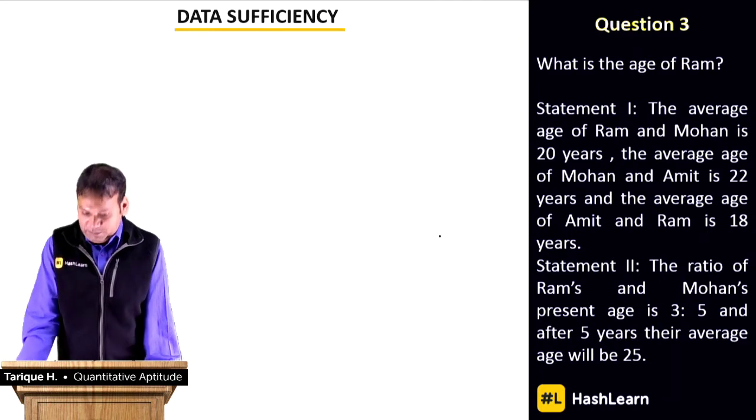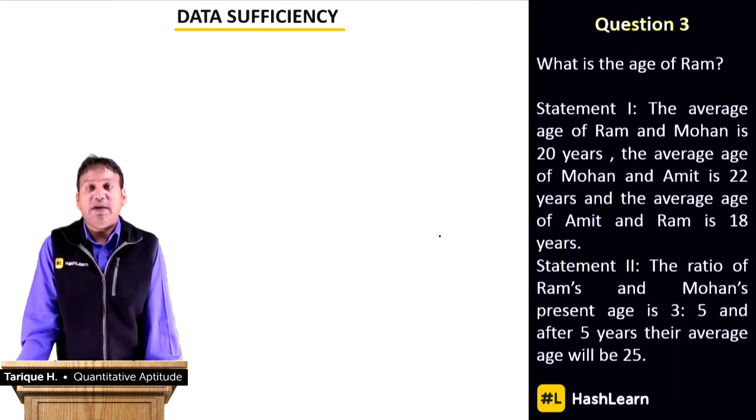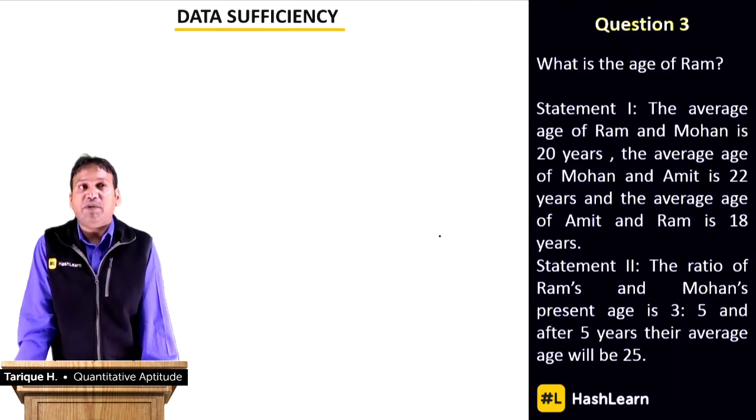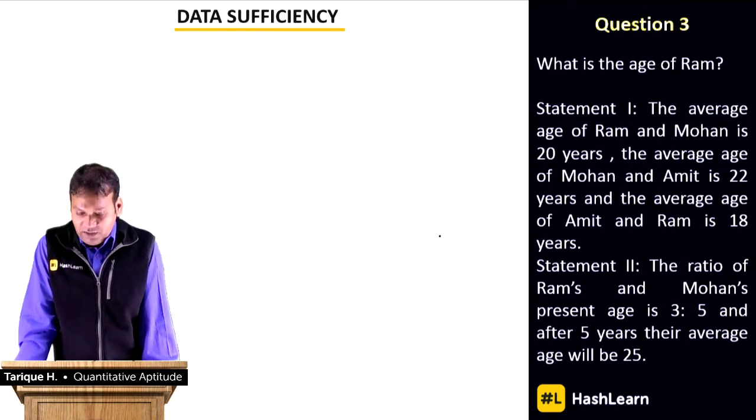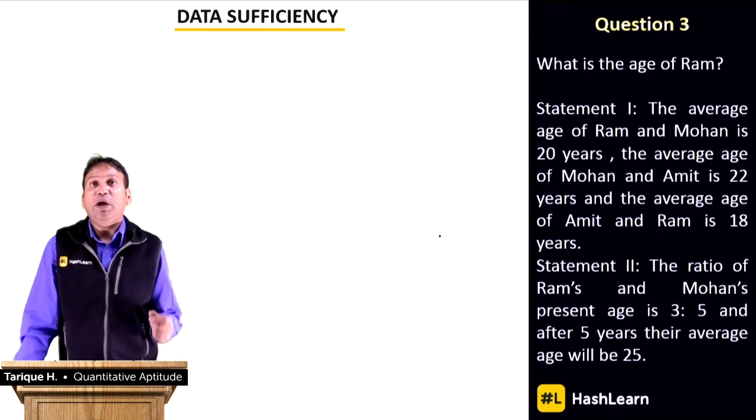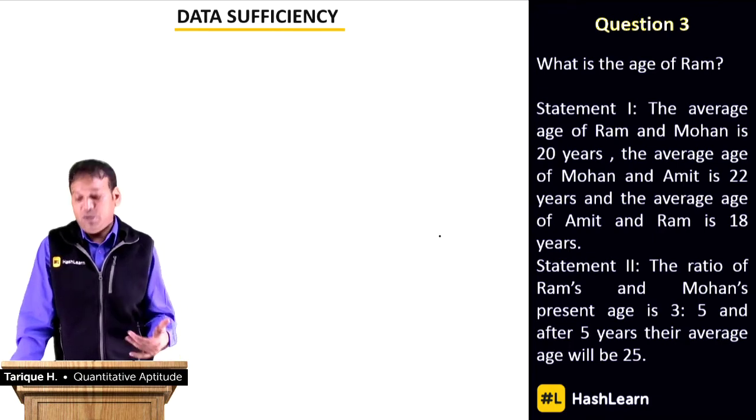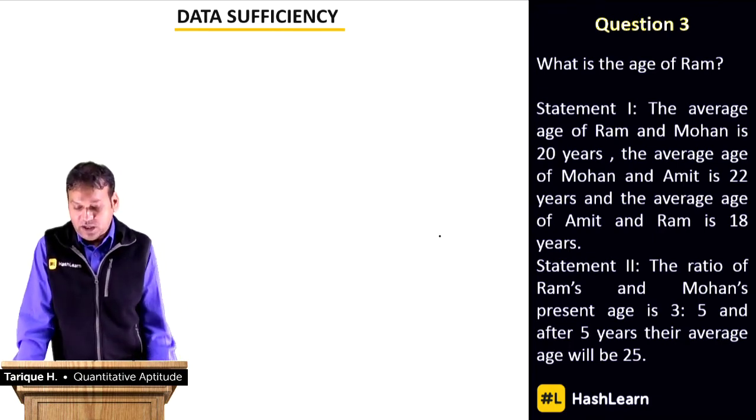So this is the age based problem and it's a ratio also. So let's see what is the age of Ram. The question is what is the age of Ram, and we have no information about Ram, so the information that is required to solve the question is provided to you along in two different statements, statement 1 and 2.